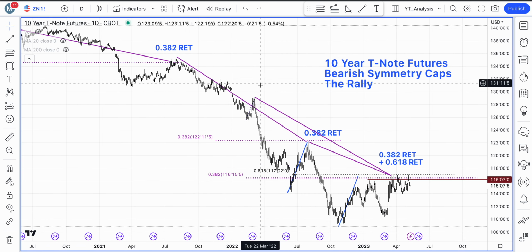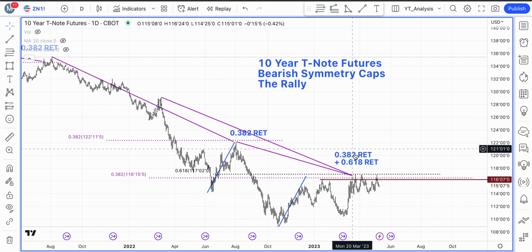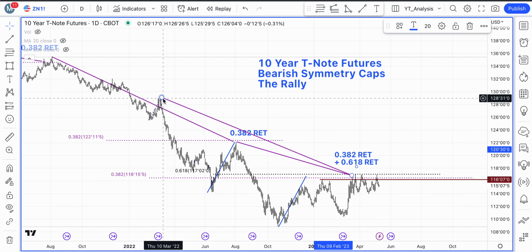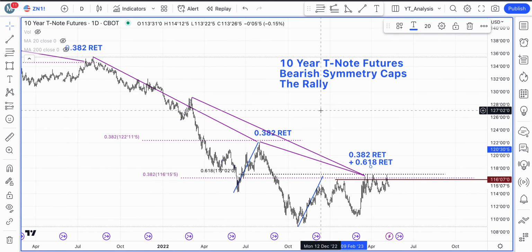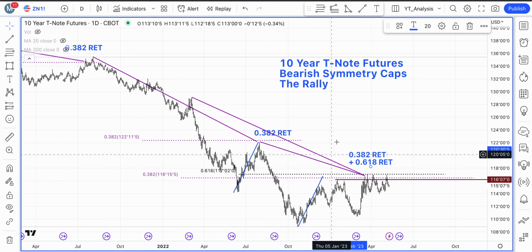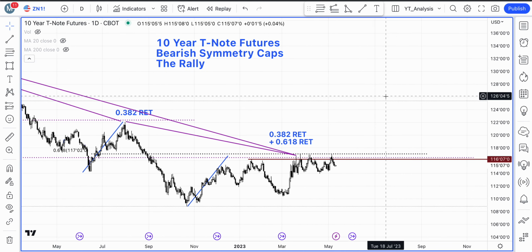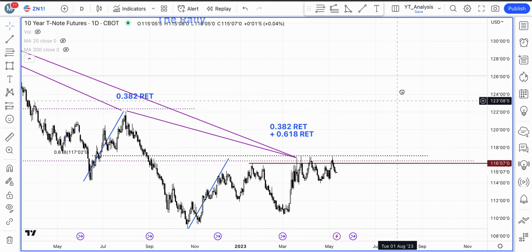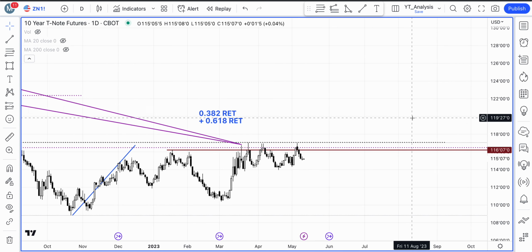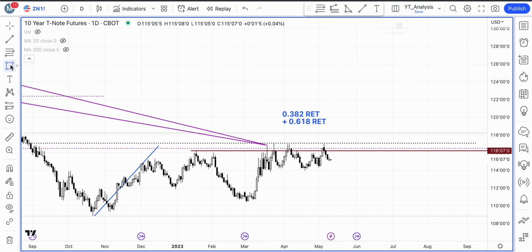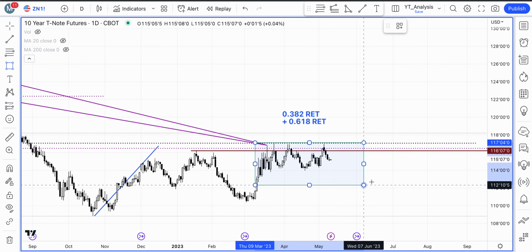Same thing happening here. What we have going on is a 61.8% Fibonacci retracement coming from this high, a 38.2% Fibonacci retracement coming from this high, and we have got this bearish symmetry right here. So there's a confluence of a number of things, and that's why we see this market just in a sideways trading range. So it's range bound. Let's draw this range to illustrate it clearly. There we go.